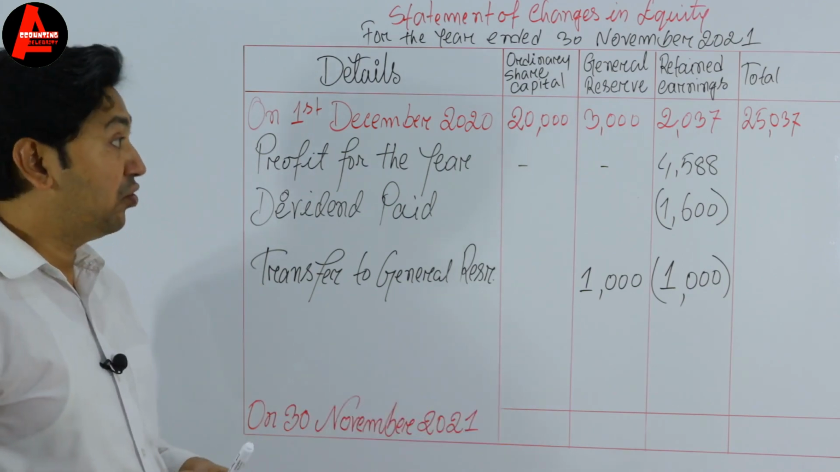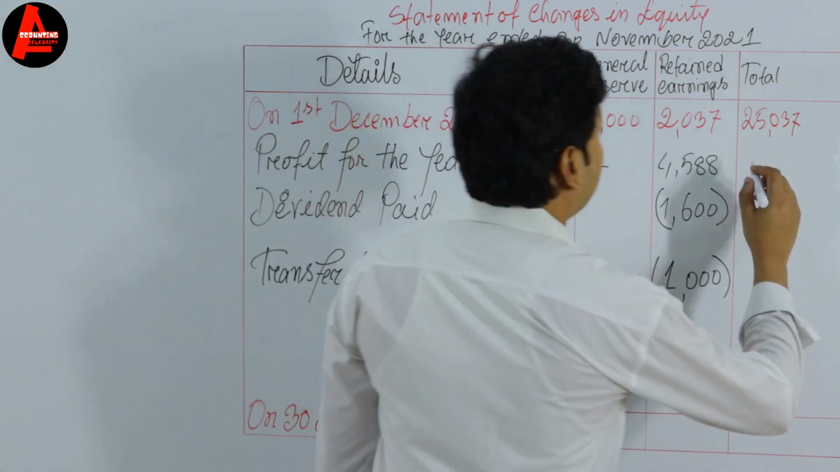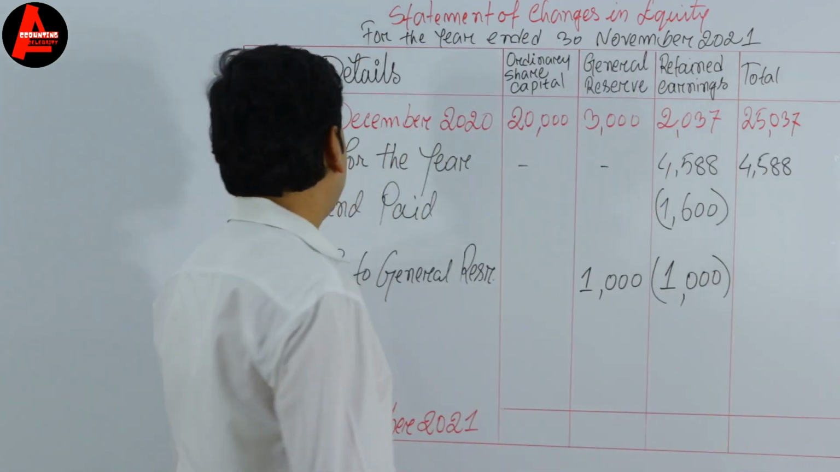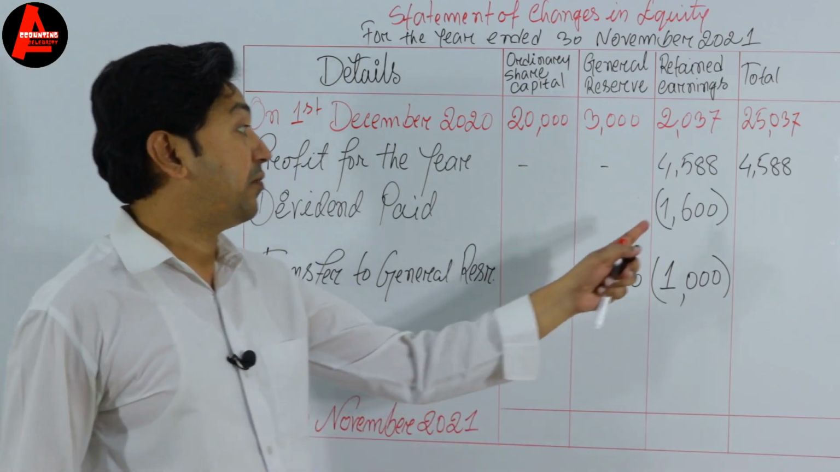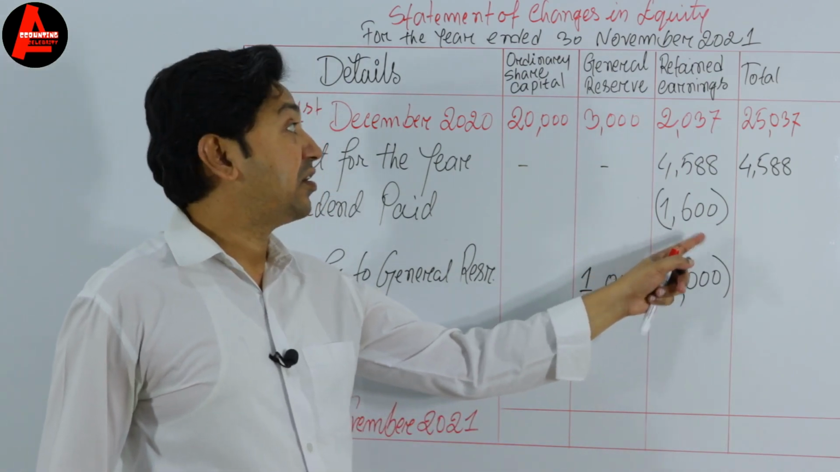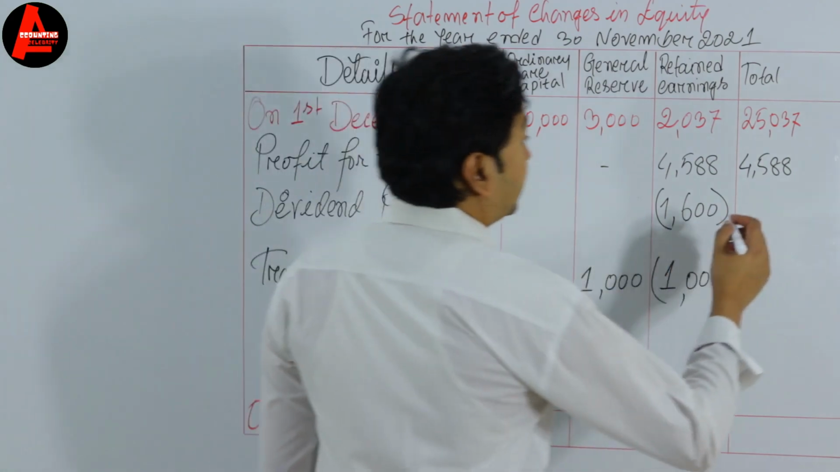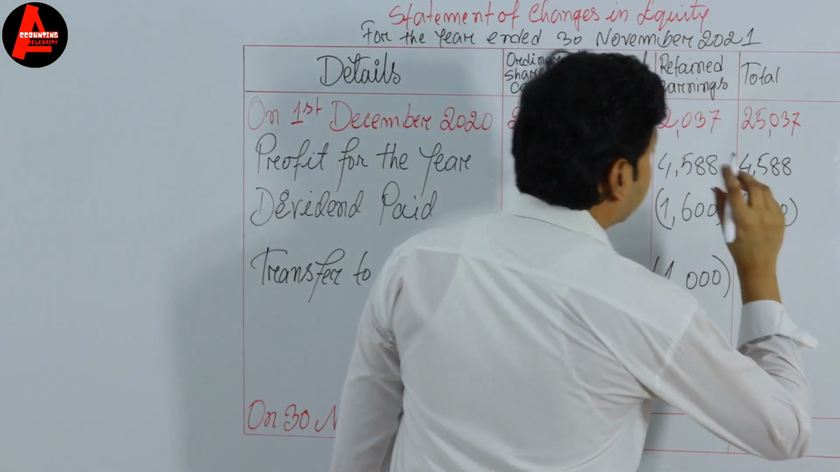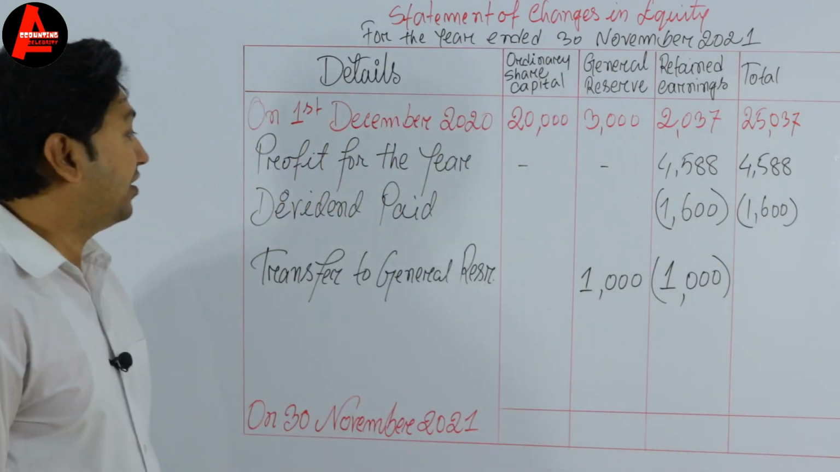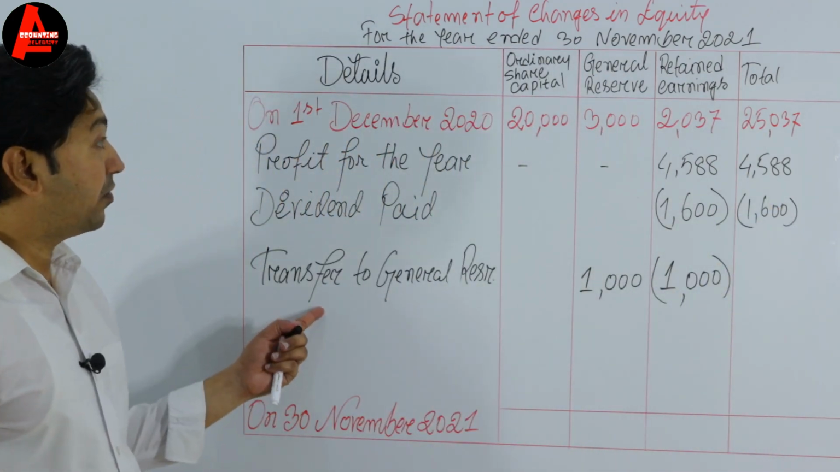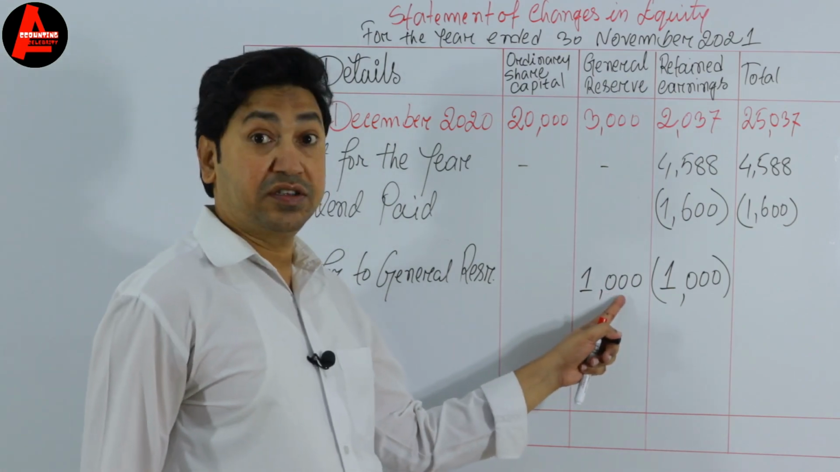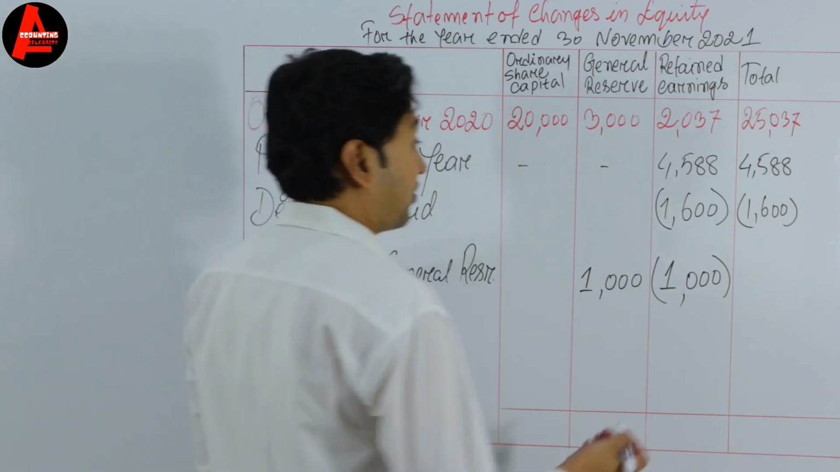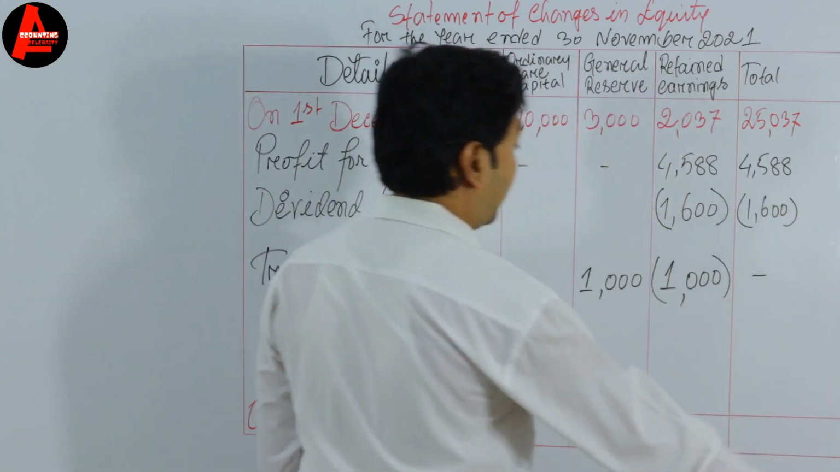Now profit for the year, in this row only one amount, 4,588. So the same amount we will write on the total column, 4,588. In the dividend paid column we have only one amount, $1,600. We will write $1,600. It is a negative figure, so we will put a bracket here. Then we see the general reserve column. Here we see $1,000 and minus $1,000. So plus minus is 0, right? So here we have nothing.